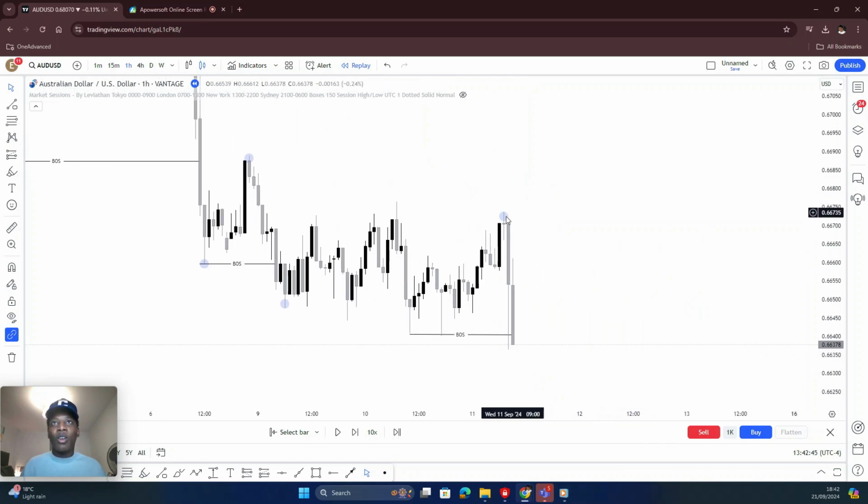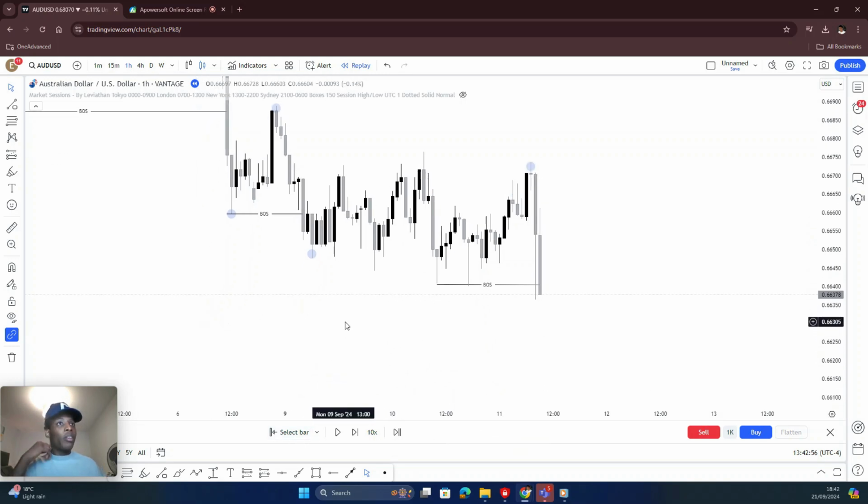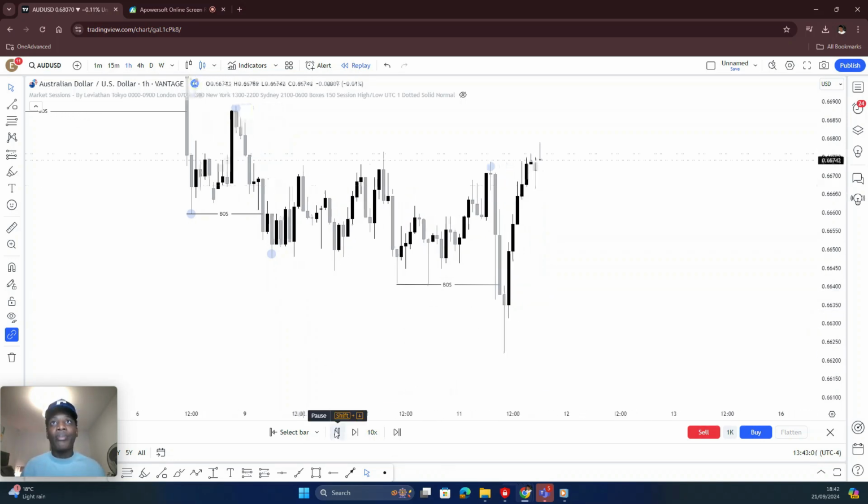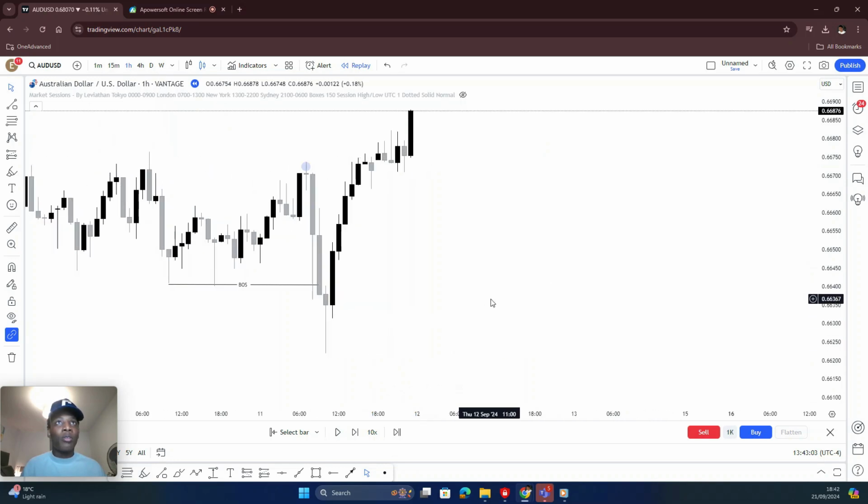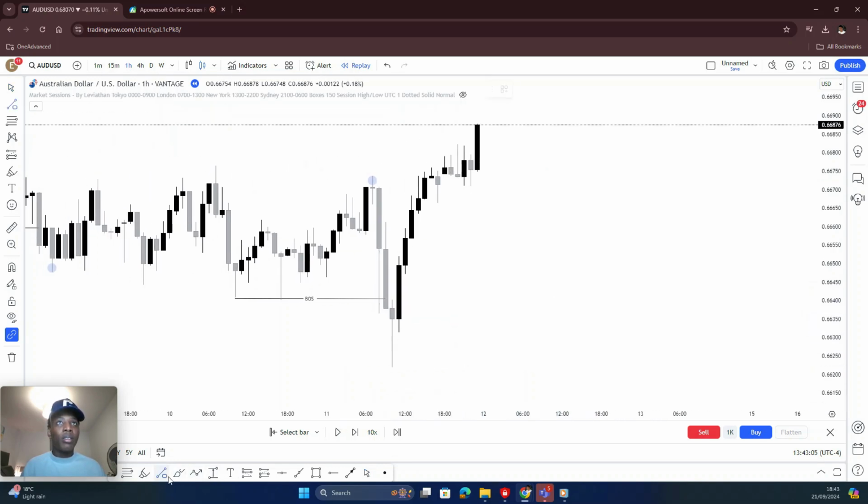Now, a change of character: until price breaks this valid lower high, we are still in a bearish momentum, right? And if price doesn't break the valid lower high, we are still bearish. So let's come through and see. You can see here that price breaks the valid lower high with a body close. Always a body has to close. You can see right here a body close, right?